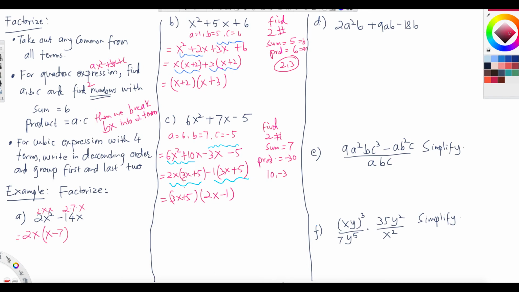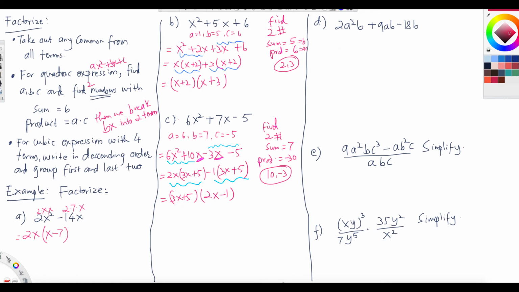So the idea is to find a, b and c, and find two numbers whose sum is b and product is a times c. Those two numbers are 10 and negative 3 in this case. And then you break the middle term with these numbers: 10x, because there is x, so 10x minus 3x. Don't forget that x there, okay? So that's the final answer for this problem.